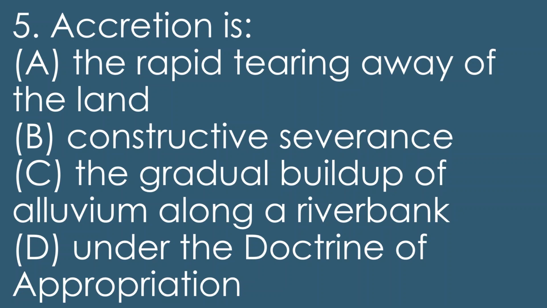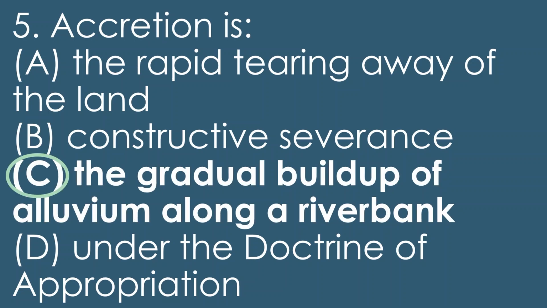And then D, under the doctrine of appropriation, no. Appropriation, we know, deals with landowners that are wanting to gain access to use land or use water, even though it's not next to their parcel of property, but they're near a body of water. So they would go for a doctrine of appropriation to obtain that right because they don't have riparian water rights. So the correct answer is C, the gradual buildup of alluvium along a riverbank. That is accretion.